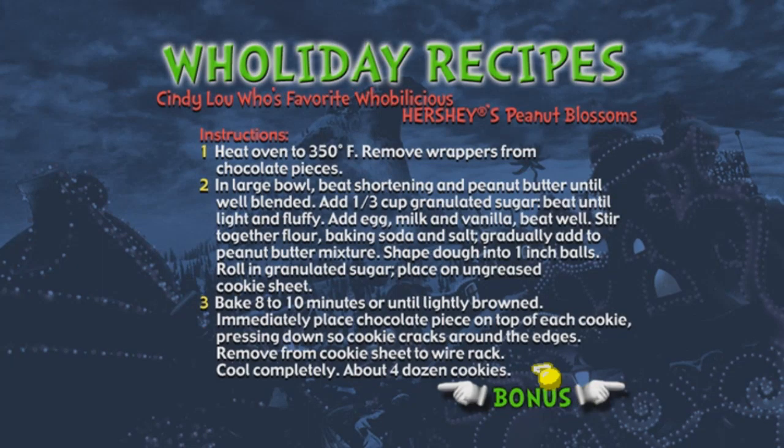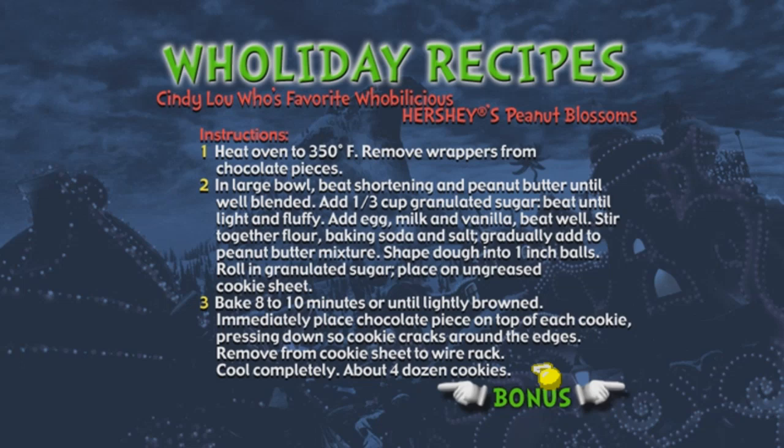Holiday Recipes, page 4 of 5. Cindy Lou Who's favorite Whobalicious Hershey's Peanut Blossoms. Instructions. Step 1. Heat oven to 350 degrees Fahrenheit. Remove wrappers from chocolate pieces. Step 2. In a large bowl, beat the shortening and peanut butter until well blended. Add 1/3 cup granulated sugar. Beat until light and fluffy.